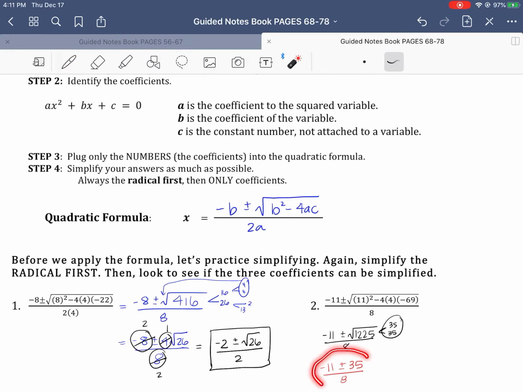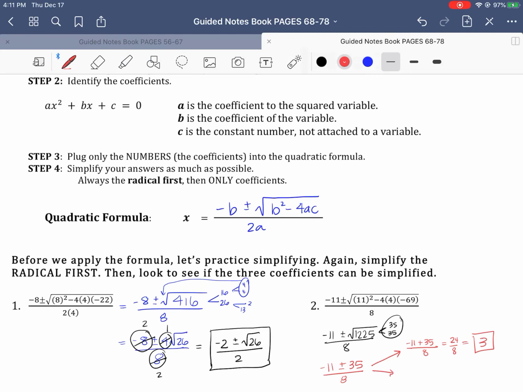If you don't have any radicals left, that means that we can simplify this down to its fractional or whole number or integer values. So here, again, remember that plus or minus means it represents 2 solutions. This is either -11 plus 35 over 8, in which case if I simplify that, I get 24 over 8, or 24 divided by 8 would be 3. So 3 is one of those solutions.